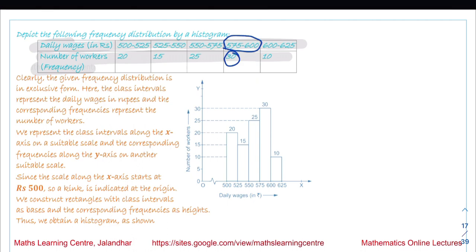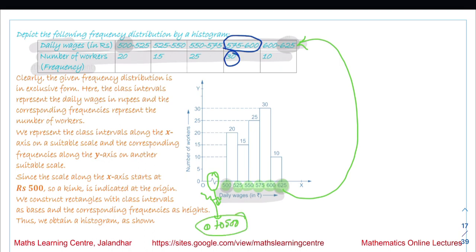On the x-axis we are talking about daily wages in rupees. The values start from 500 and end at 625, and we mark all these points: 500, 525, 550, 575, 600 and 625. This break is there because this portion represents the values between 0 and 500, and we are not scaling this region. Next we are talking about the number of workers.